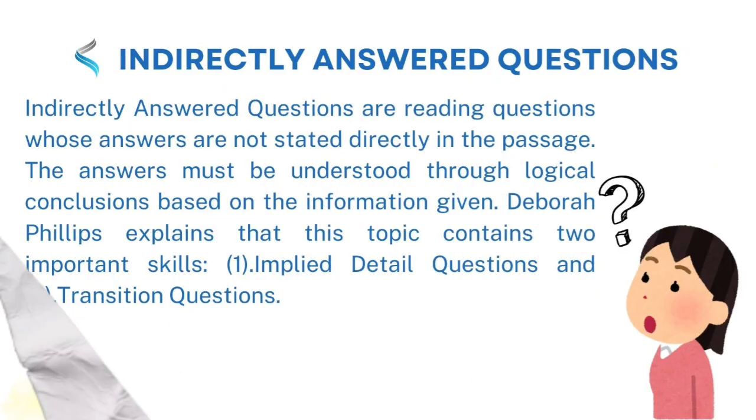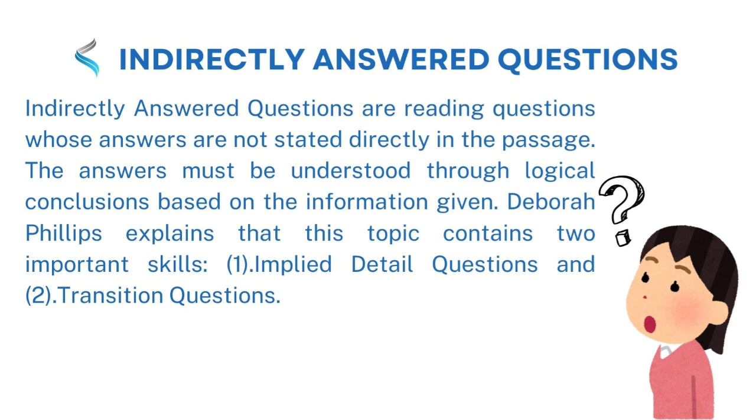The part we are going to delve into is indirect information and logical relationship questions, with the topic being topic 8, indirectly answered questions. This topic focuses on reading questions whose answers are not directly stated in the passage but must be understood through logical conclusions drawn from the information given in the passage.